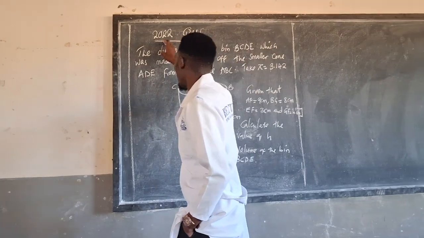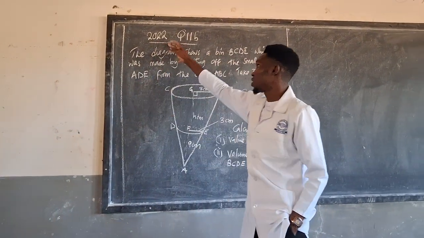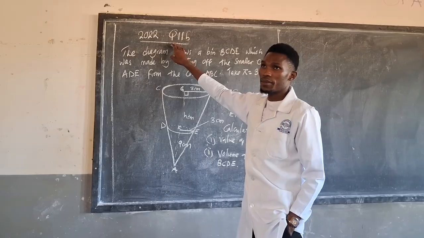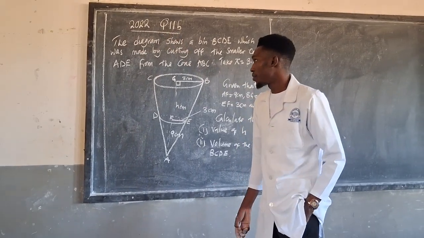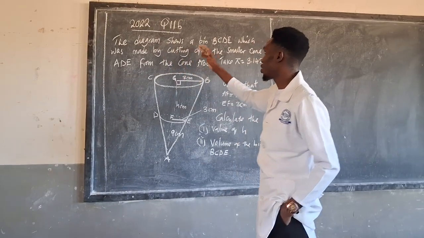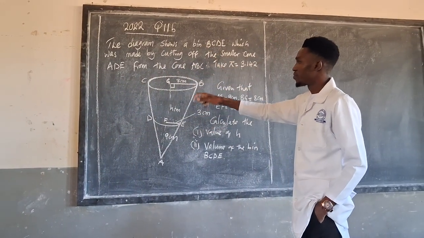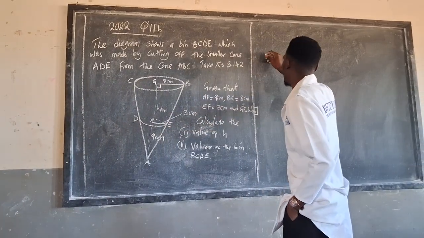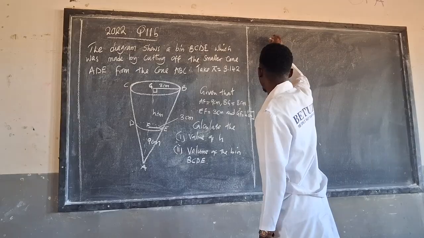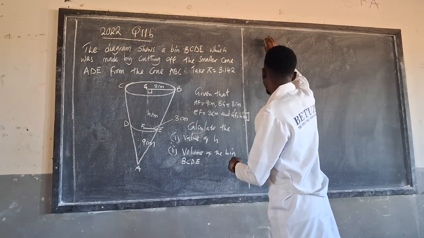So today we are going to look at 2022 mensuration, which was question number 11b. The diagram shows a bin, B, C, D, E. So B, C, D, E, this is the bin. So we draw this bin.